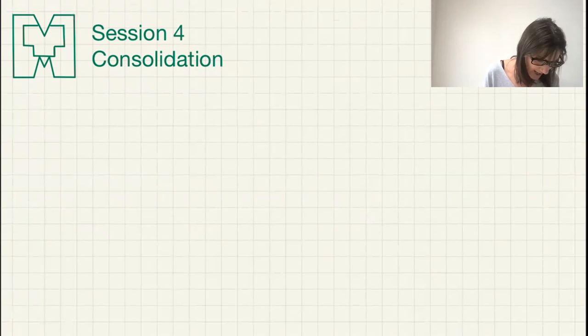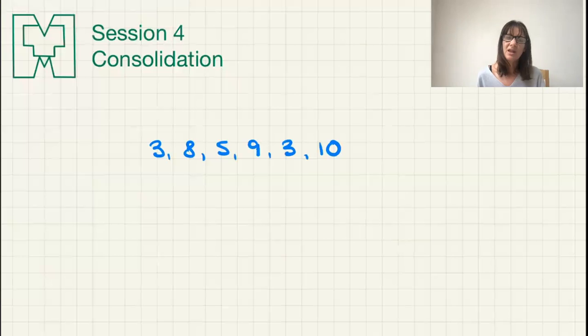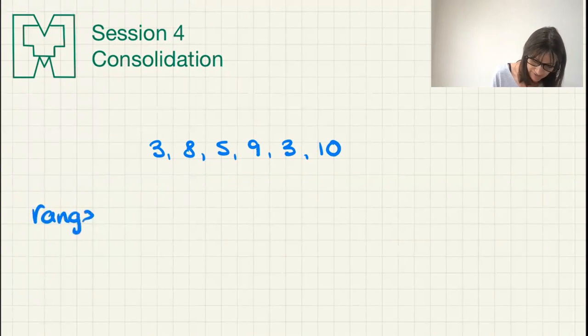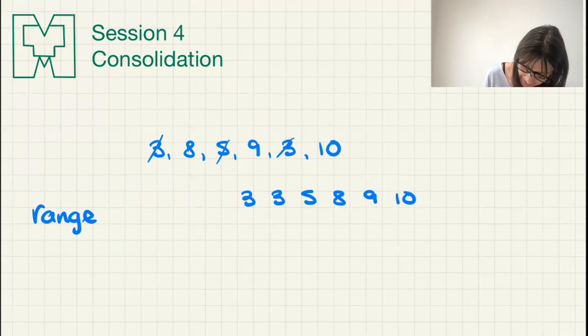Let's do 3, 8, 5, 9, 3, 10. I want you to work out the range for me, please. Pause and hit play when you're ready. Okay, I'm going to put them in order because that is my habit now. So 3, 3, 5, 8, 9, and 10. Got them all.